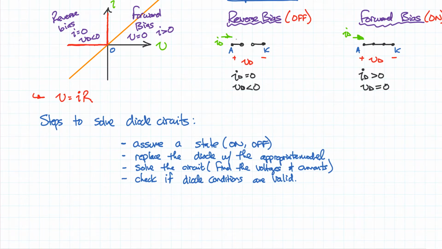On the same token, if I go to the reverse bias case and I assume that this diode's off, that means VD has to be less than 0, because as seen in our IV characteristic here, whenever the diode is off, I'm assuming VD is less than 0. So if I assume that this is an open circuit, or that it's off, and then I determine VD and I find that VD is greater than 0, that means I've done something wrong, and that means the assumption was not valid. So that's what I mean, check if diode conditions are valid.